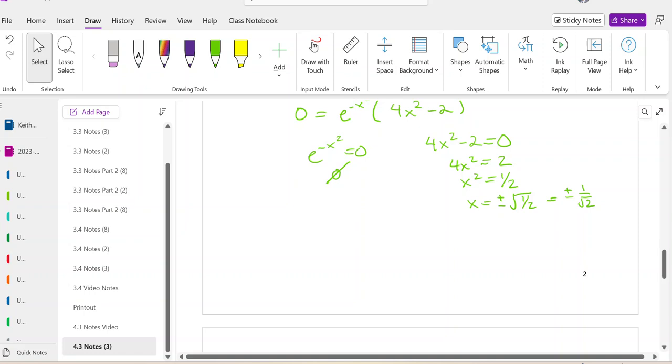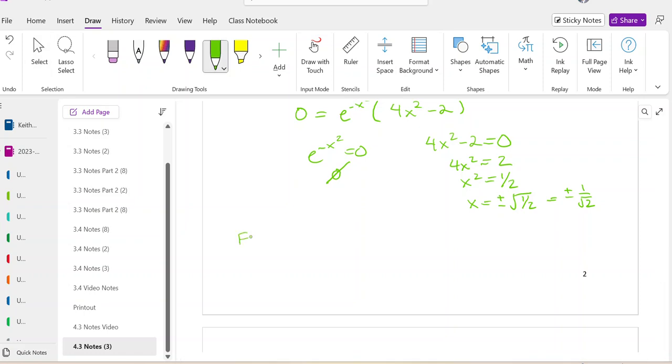For the y, you're going to put 1 over the square root of 2 back in, and it doesn't matter plus or minus to the original, because you get negative, and then it doesn't matter plus or minus 1 over the square root of 2 squared. It'll give you the same thing. So it's going to equal e. When you square 1 over the square root of 2, you get 1/2. So it's basically e to the negative 1/2.